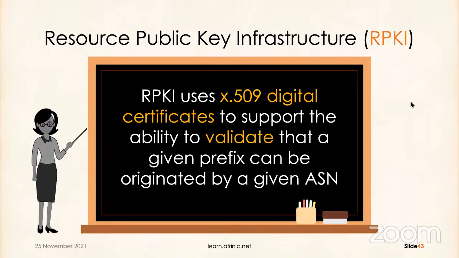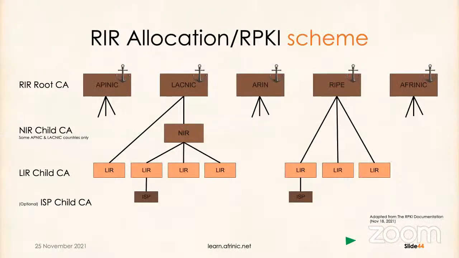Let me show you an example. So the RPKI follows the RIR allocation scheme, where you have the RIRs at the top, and they allocate resources to, like in the LACNIC and APNIC regions, the Latin American and Asia Pacific regions, the National Internet Registries, and those can sub-allocate to ISPs or LIRs in the region. And then those can also sub-allocate to the smaller ISPs. Now in the ARIN, RIPE, and AFRINIC regions, we don't have the NIRs, but we have the LIRs and ISPs. This is the way the IP address blocks are sub-allocated down.